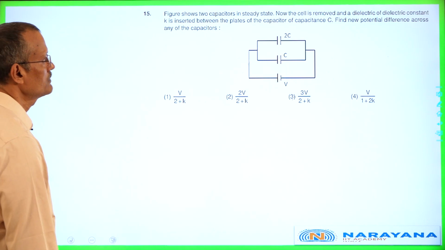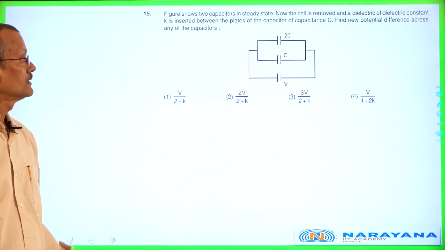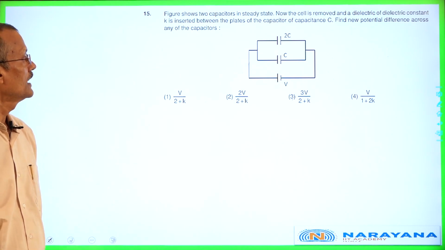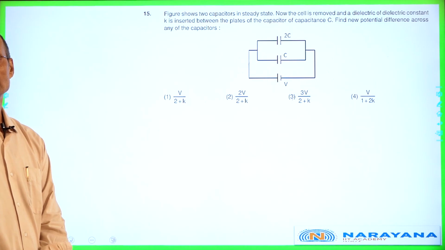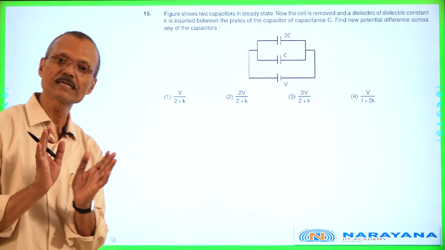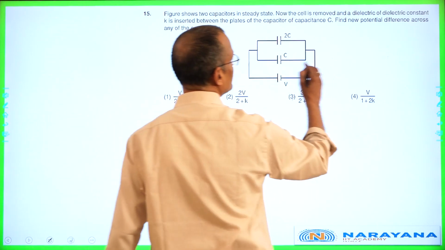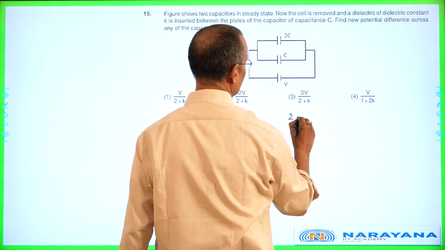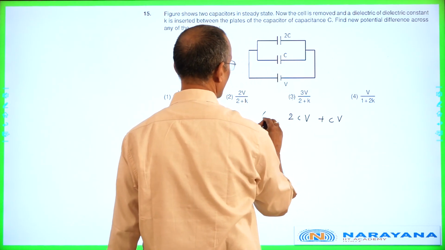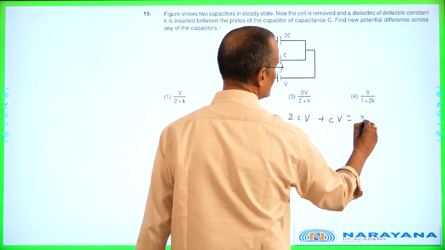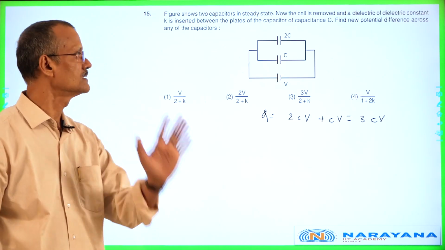Again, a very famous question, already they had asked this question in IIT, and again they are asking you. They have two capacitors in a steady state. Total charge will always remain constant. So, how much charge it will have? It will have charge 2CV. It will have charge CV. The Q will become 3CV. It will always remain constant.